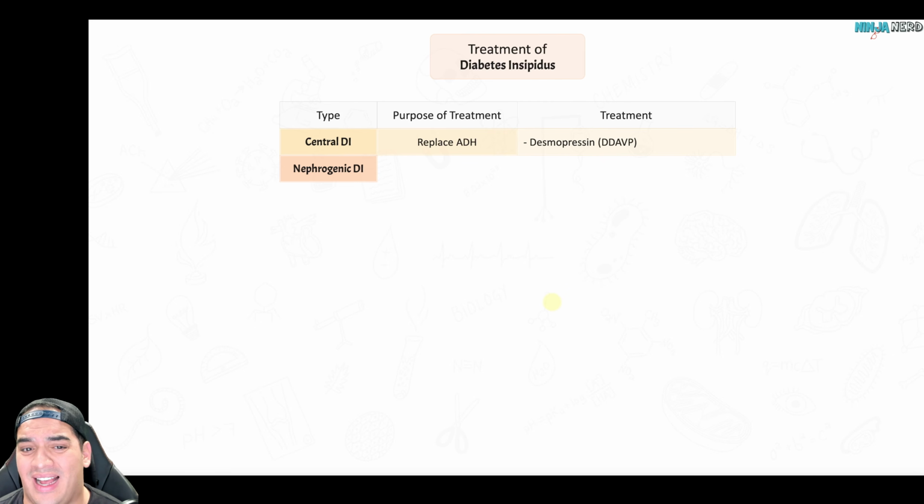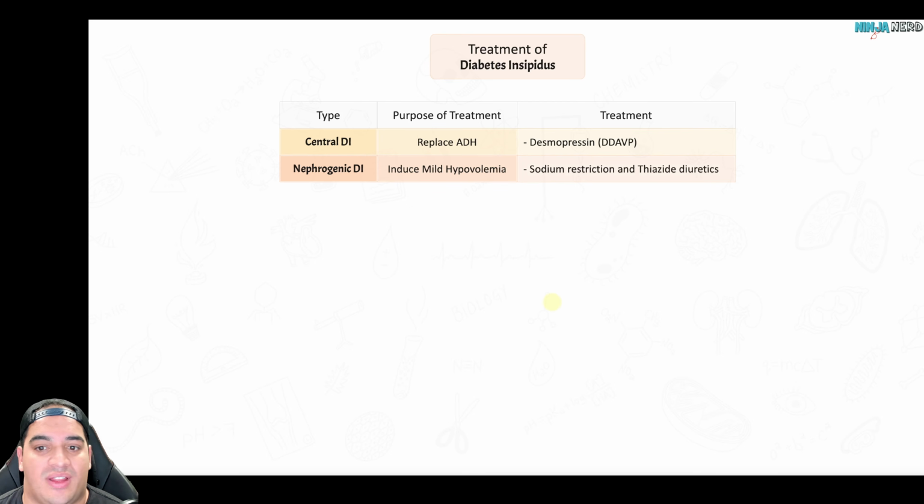For nephrogenic DI, it's actually a little odd. What you want to do is you actually kind of want to produce a little mild hypovolemia, and the mechanism behind this is it actually may help, especially with nephrogenic DI. So drugs that we oftentimes will give to these patients is one of 2. Usually it's a thiazide diuretic. Another one is amiloride, but amiloride is usually the buzzword for lithium-related nephrogenic DI. But oftentimes it's just thiazide diuretics, and a little bit of sodium restriction may help with these patients.